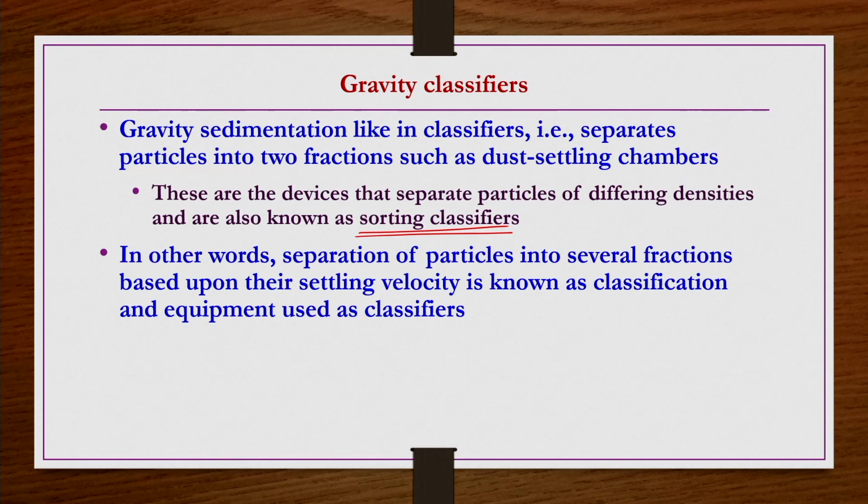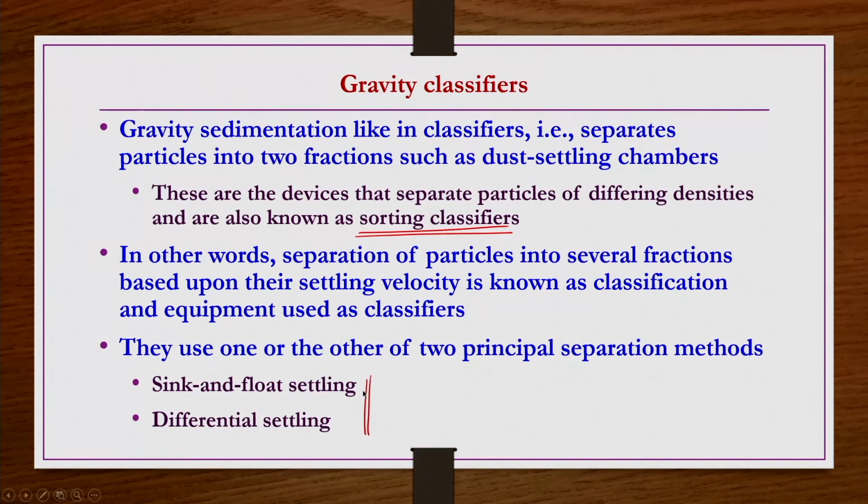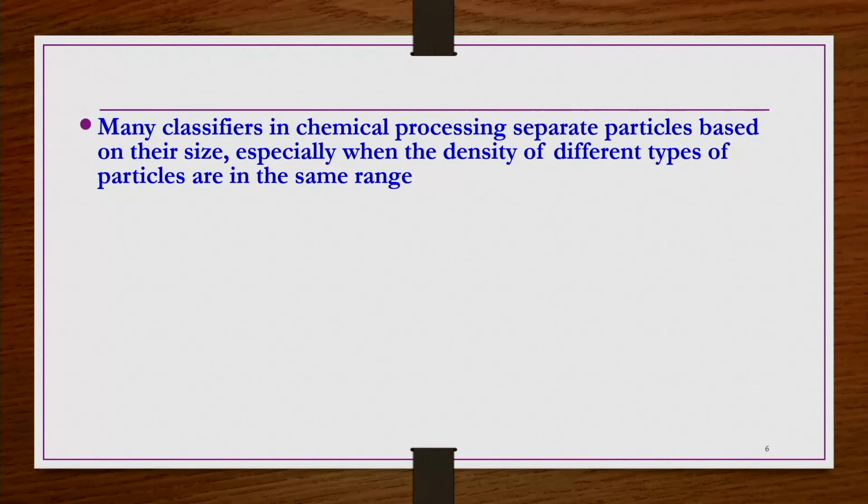In other words, separation of particles into several fractions based upon their settling velocity is known as classification, and the equipment used is known as classifiers. They use one or the other of two principal separation methods shown here. The first one is the sink and float settling method, the second one is the differential settling method. We will see details of these two processes now, but before going to the details, we see some examples.